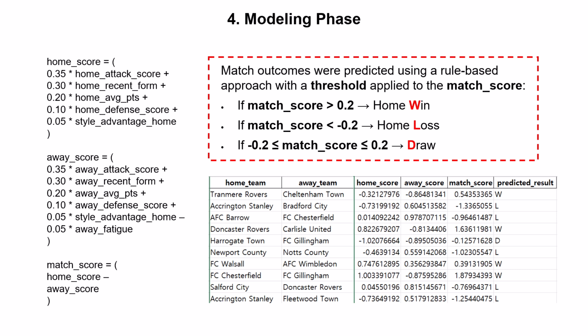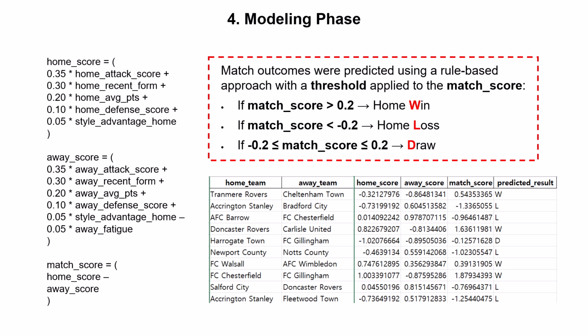After engineering all features, I moved into the modeling phase. Each team's match score was calculated using a weighted formula that combines 5 key components. So each of them has its own percentage. It's a bit subjective, but it makes sense to be fair. So attack score 35% weight, recent form 30%, average season points 20%, defense score 10%, style advantage 5%. But for the away team, I subtract 5% based on the fatigue score due to travel. By calculating the difference between home and away scores, we get the predicted results for the match.